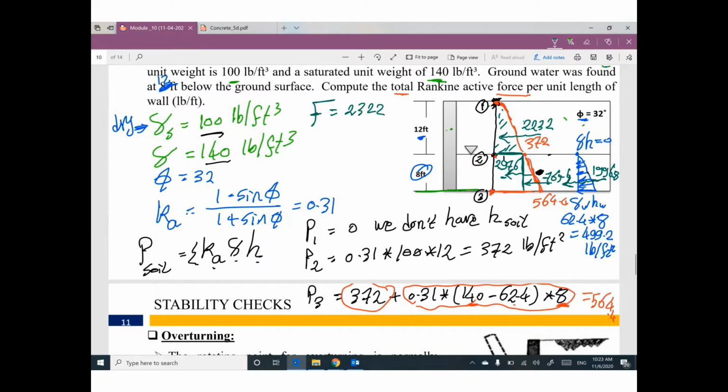So the total lateral force F will be the summation of all these forces: 2,232 plus 2,976 plus 769.6 plus, don't forget the force for water, 1996.8. Sum all of these lateral forces, you can get the total active force. But before calculating the total active force, you have to calculate the pressure. To convert this pressure to force, just piece of cake, you need to figure out the area of these figures.